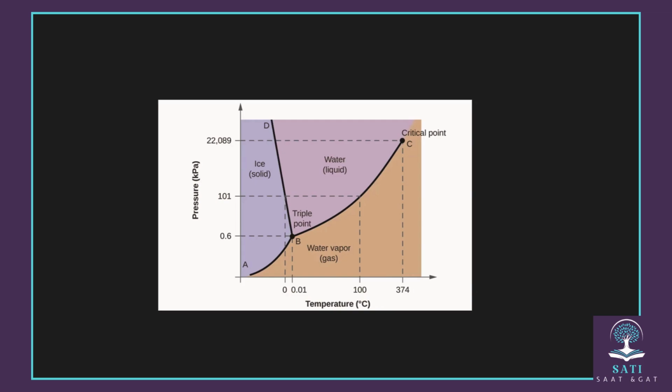Okay, we have also another point here called critical point. What is critical point here? For water, no need to memorize these numbers, just understand what these points mean and how they change. Okay, if for this graph the temperature is 374 Celsius, good, what will happen now? And also the pressure is around 22,089 kilopascal. At this point, water will be in a critical point.